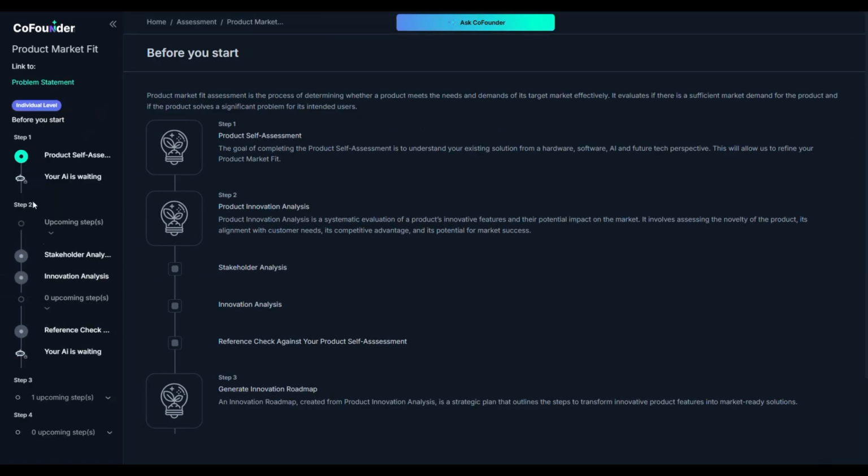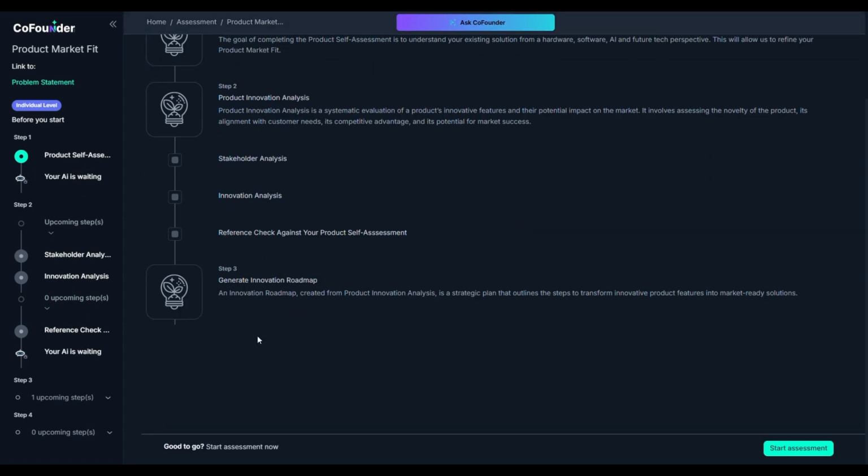In the next video, we'll follow Alex into step 2, product market fit, where the platform helps translate these challenges into powerful use cases mapped to real tech.